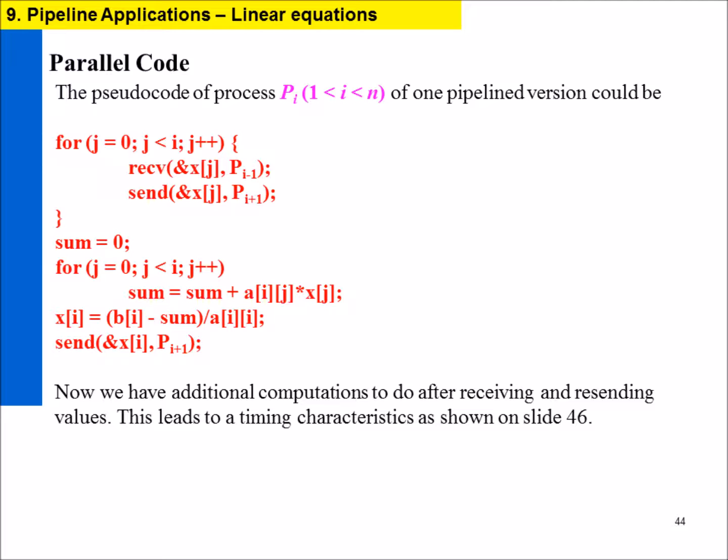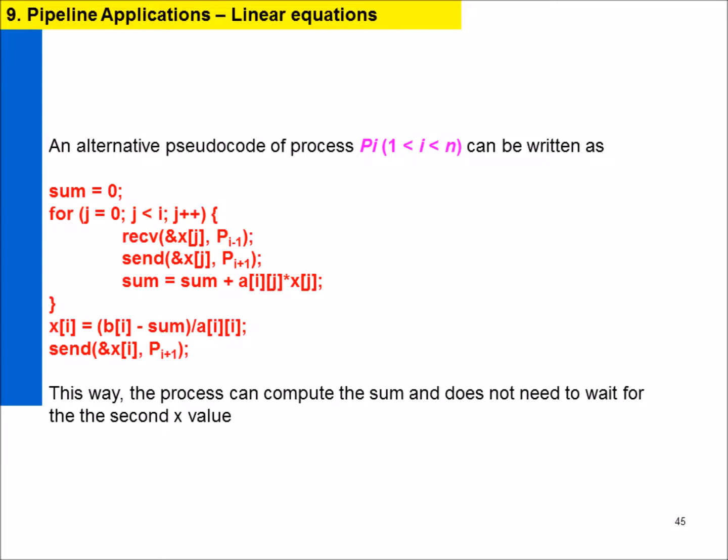As it states here, we have some additional computations to do after receiving and resending values, and we will see that a couple of slides later from here. Another way of doing it is as shown in this slide, where the sum is initialized, then you receive and you send, and then you do the sum. After that you calculate yours and you send. This way the process can compute the sum and does not need to wait for the second x value before it can proceed.